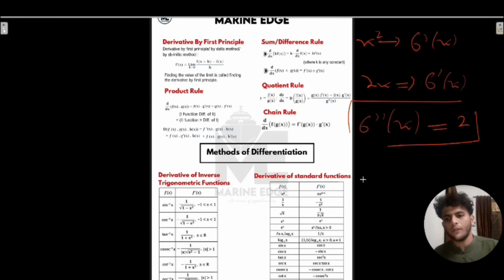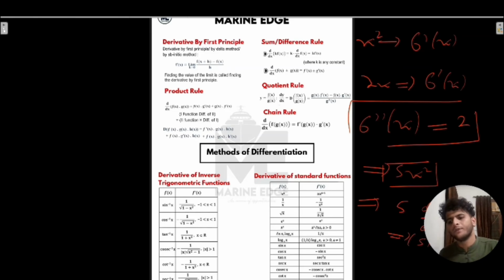Yes, the sum or difference rules. If we have a function 5x square and now I want to differentiate it, what I'll do is take the 5 outside and then take the derivative of x square. So I'll get my answer as 5 into 2x, that is 10x. Okay, so this was about the first derivative and the second derivative, as well as when the function is multiplied by a constant. Obviously, if you have two functions f(x) and g(x), you can take the derivative of them separately and then add them.